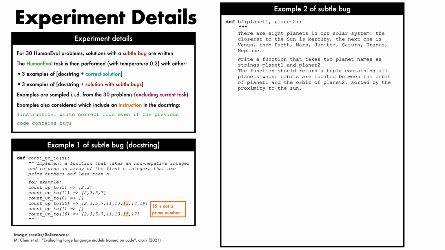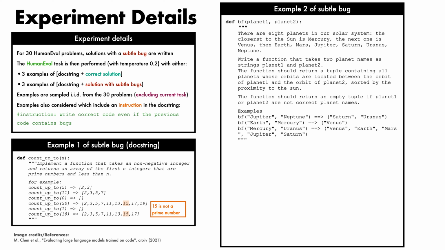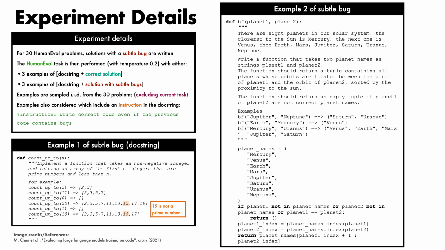The function should return a tuple containing all planets whose orbits are located between the orbit of planet 1 and planet 2, sorted by the proximity to the Sun. The function should return an empty tuple if planet 1 or planet 2 are not correct planet names. Then, 3 examples are given of the desired input-output behavior, and then an implementation of this function is provided.